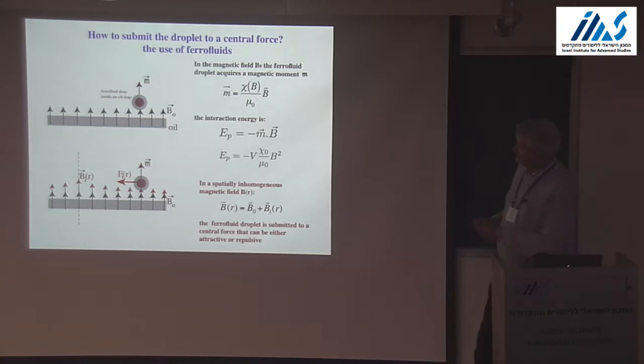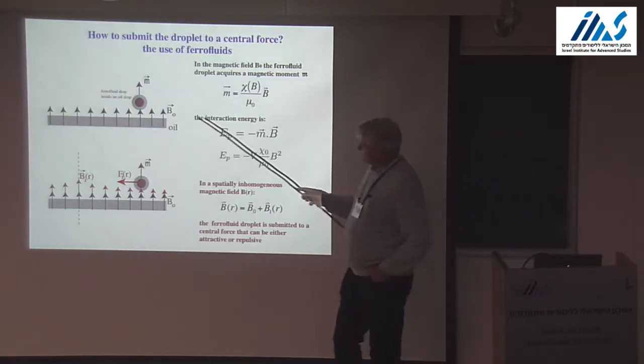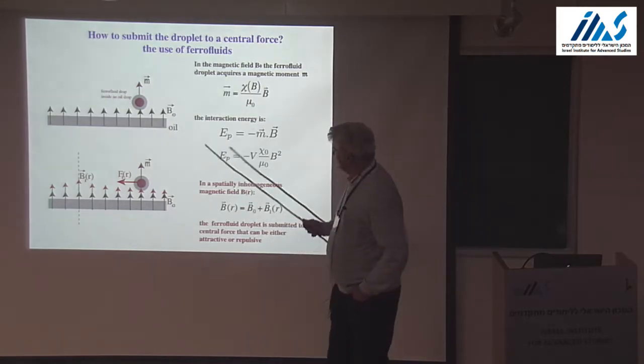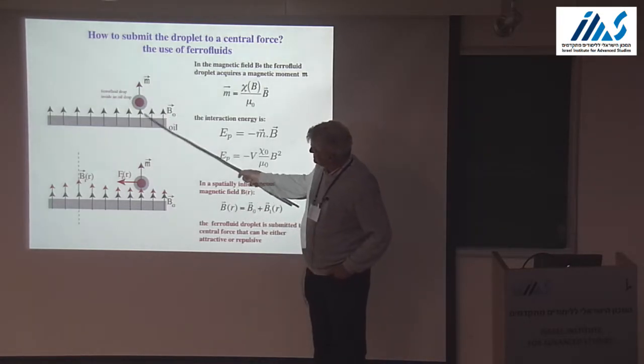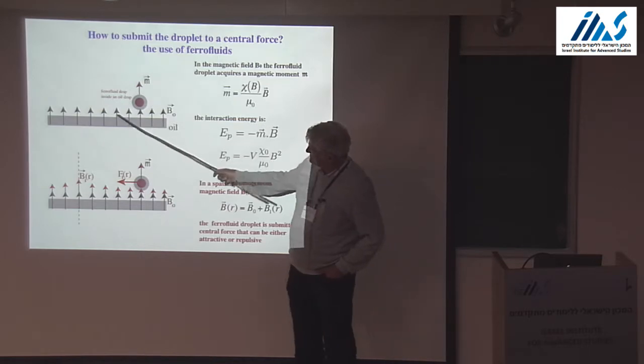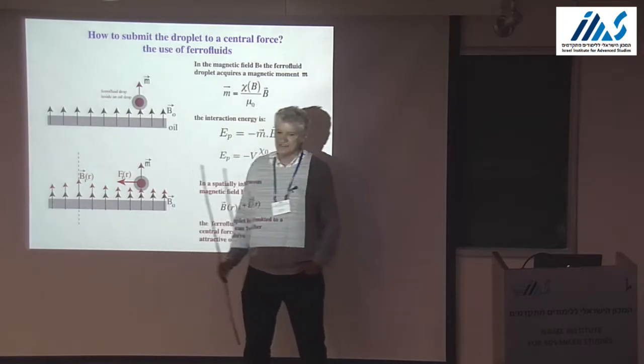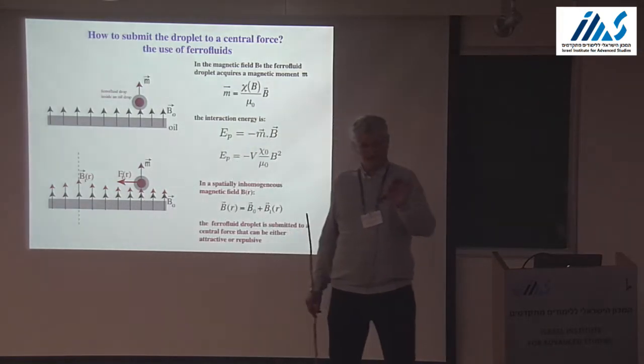Okay, so the trick is quite simple. Inside the drop, you put a little bit of ferrofluid, which can become magnetized if it is submitted to a magnetic field. So when it is in a constant magnetic field, this small oil drop becomes a small dipole.